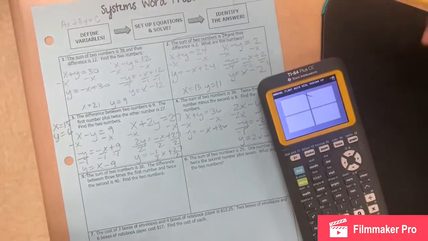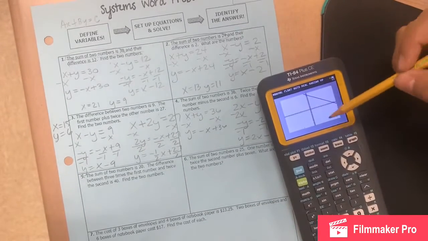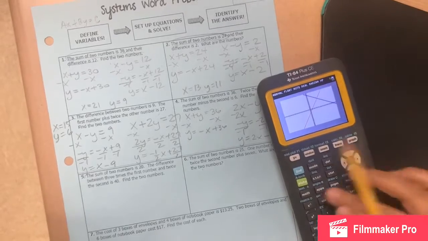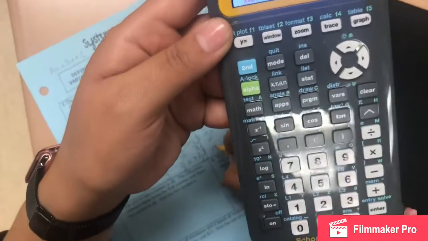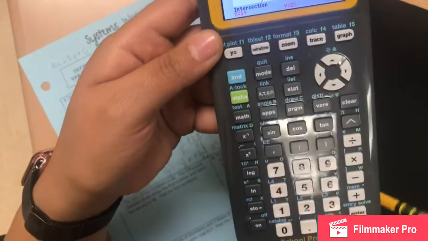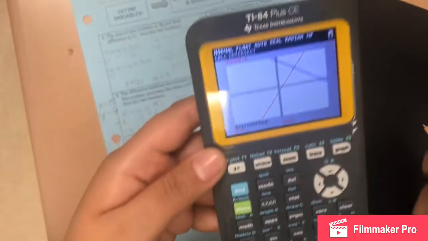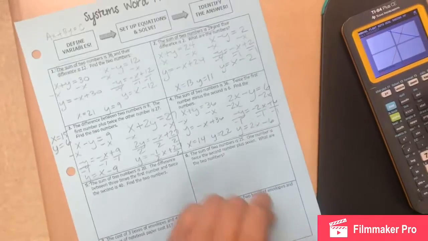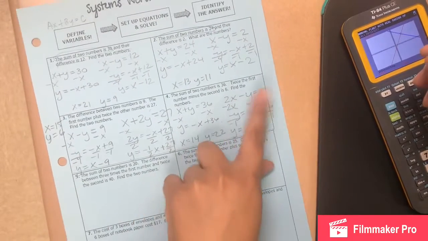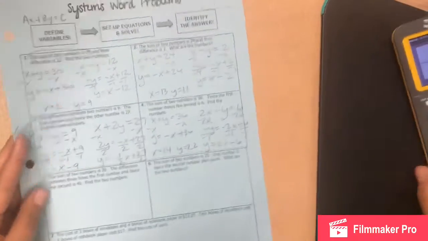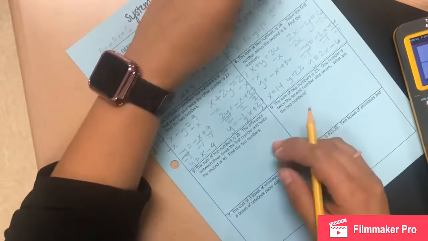We're going to graph them. There's my first line. Here comes my second line. We need to see the point of intersection. Then second trace 5, enter, enter, enter. So my first number, x, is 14. And then my second number, y, is 22. And sorry if you couldn't see that. If we check it, 14 plus 22 is 36, and 14 twice is 28, minus 22 is 6. So it worked out. Okay, two more just like it, because we can't get enough of it.